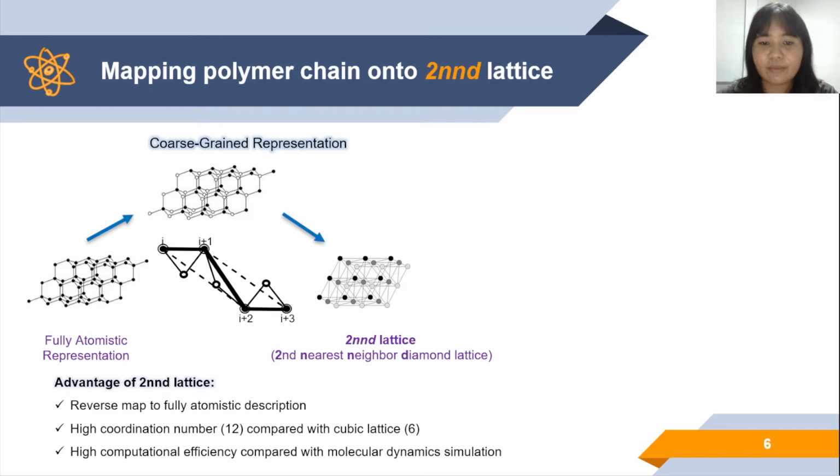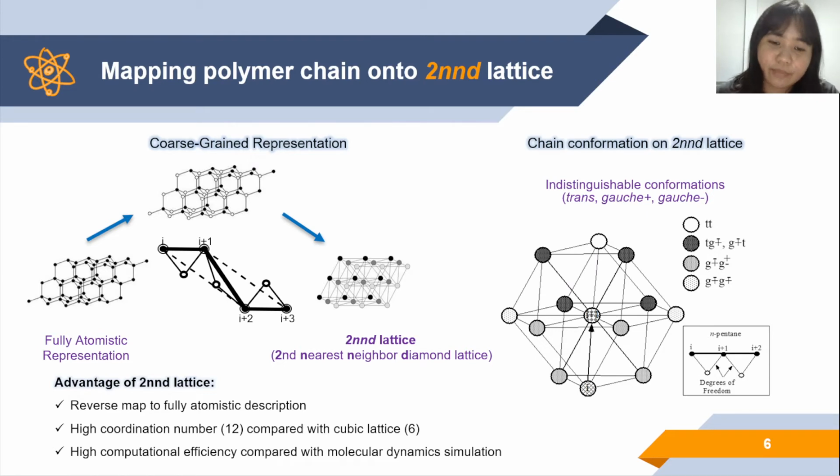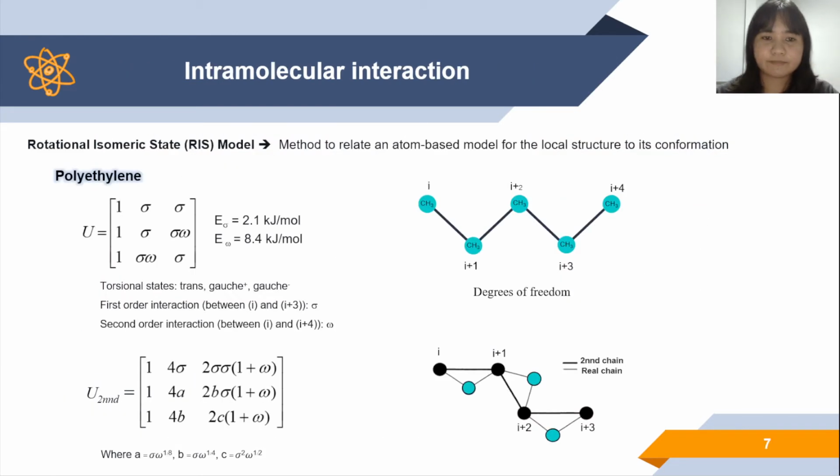In general, in the fully atomic model of polymer, the carbon backbone has a tetrahedral geometry suitable for mapping onto the diamond lattice. We then group two carbon backbone into one coarse-grain bead. A new structure is called 2ND lattice. For the movement of bead on the lattice, they show a chain conformation, where each position on lattice can be represented by conformers such as trans, gauche plus, and gauche minus.